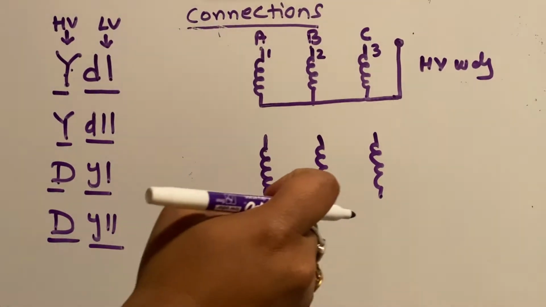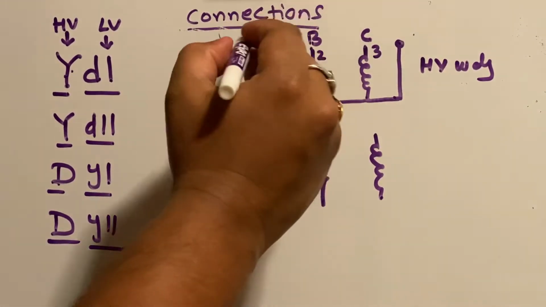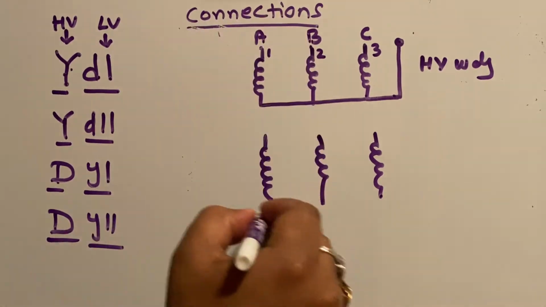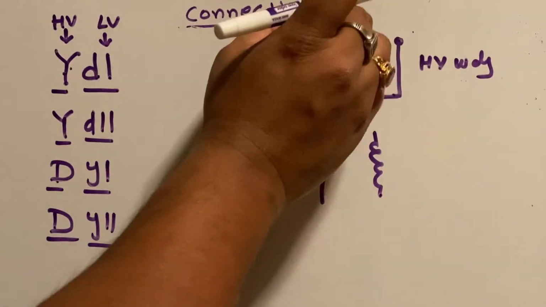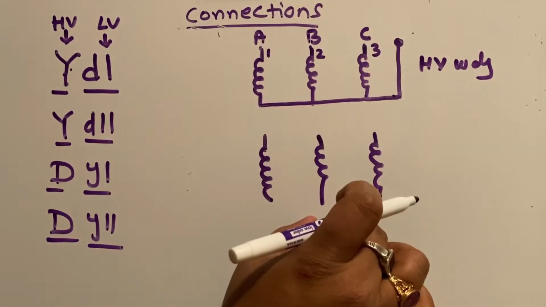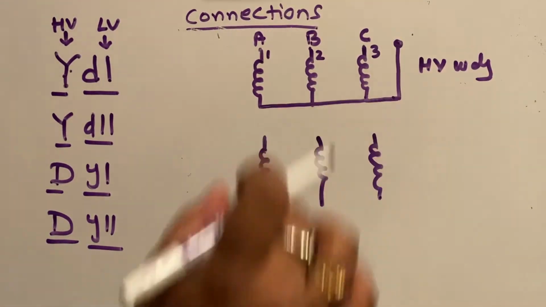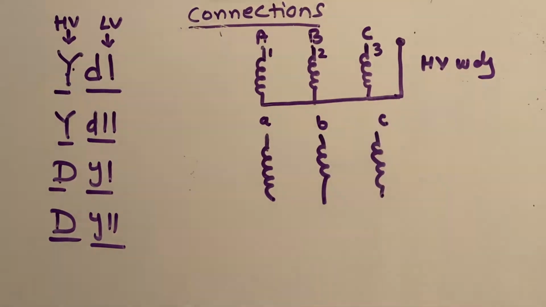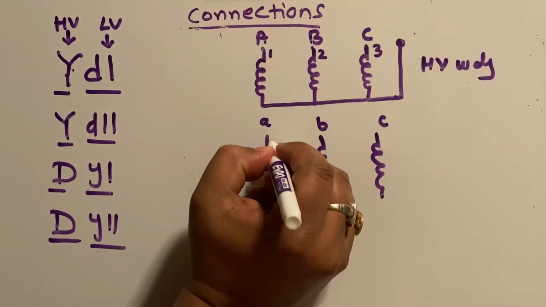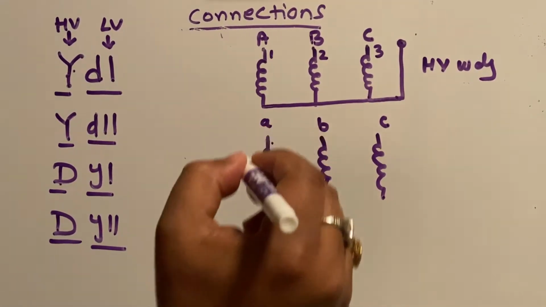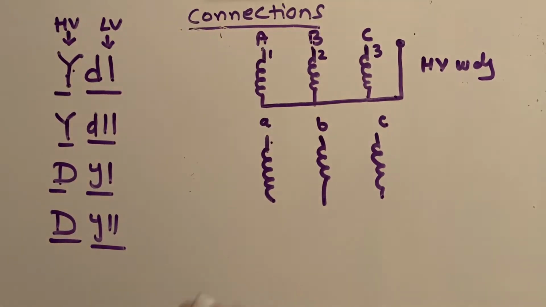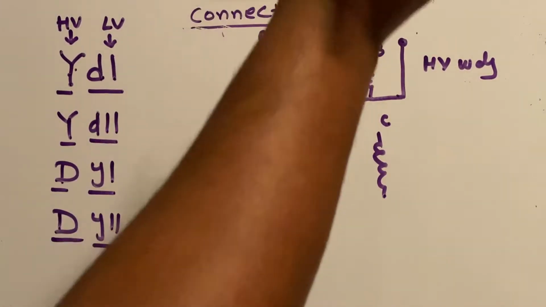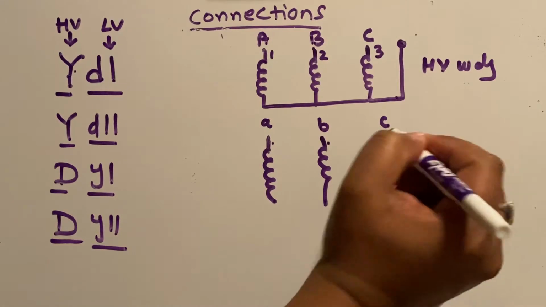So these are the 3 coils. This one completely makes phase 1, this one will make phase 2, this one will make phase 3, or A phase, B phase, C phase. Again, remember that this is the line point. This is the end which will go to the low voltage bushing. This is the point which will go to the low voltage bushing. This is the point which will go to low voltage bushing.